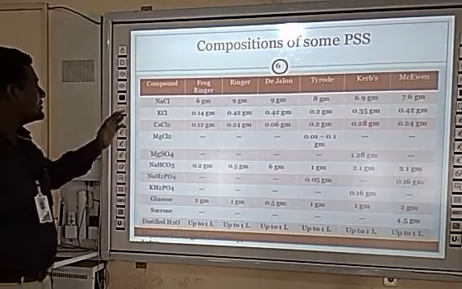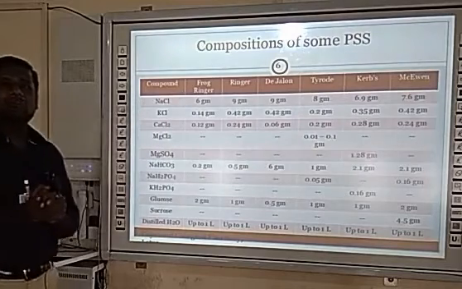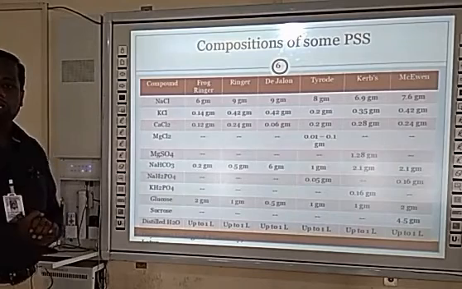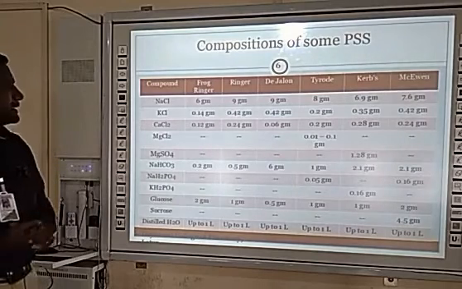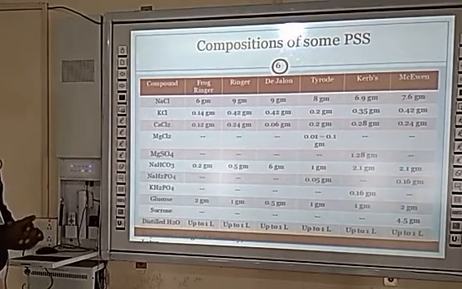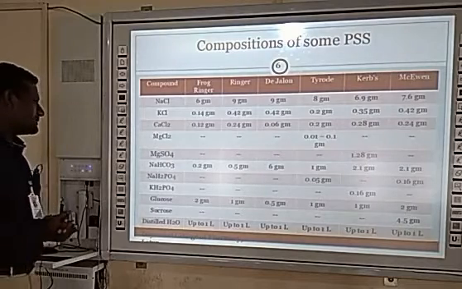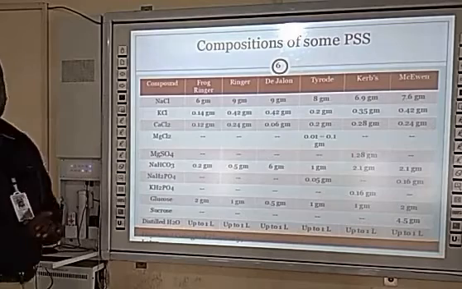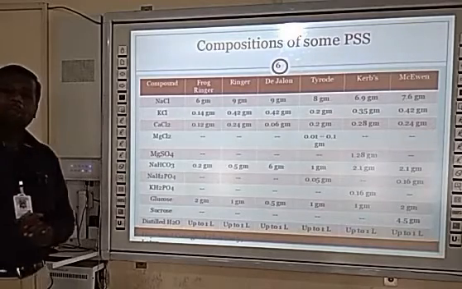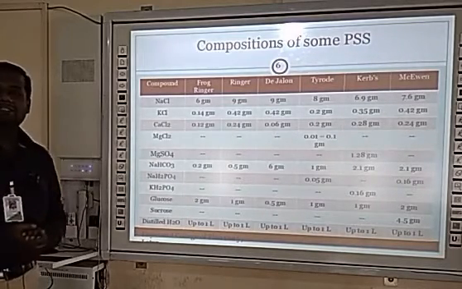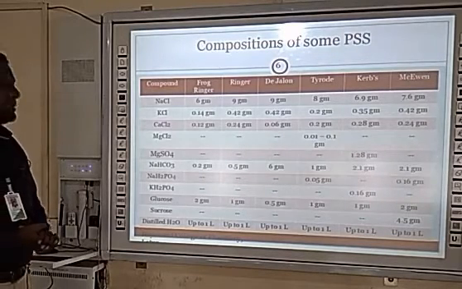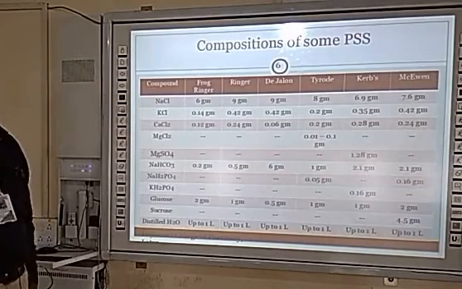So frog Ringer solution requires 6 gram of sodium chloride, 0.14 gram of KCl, 0.12 gram calcium chloride, and 0.2 gram sodium bicarbonate. It also requires glucose 2 gram, and all these ingredients are dissolved in 1 liter of distilled water. So this is frog Ringer solution.